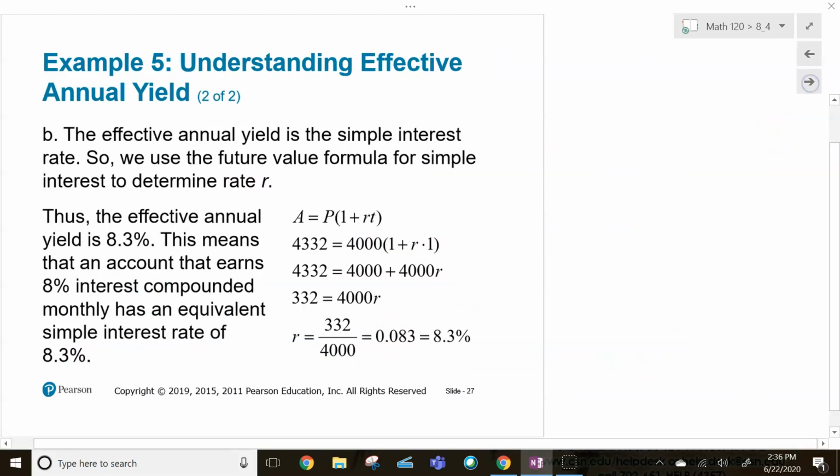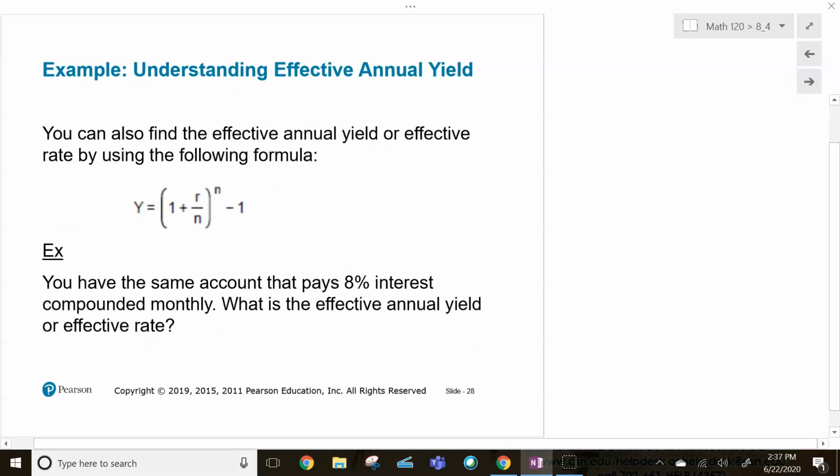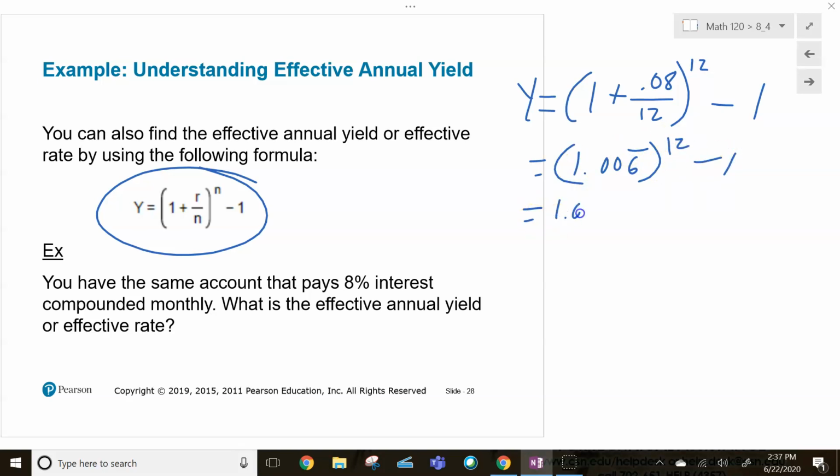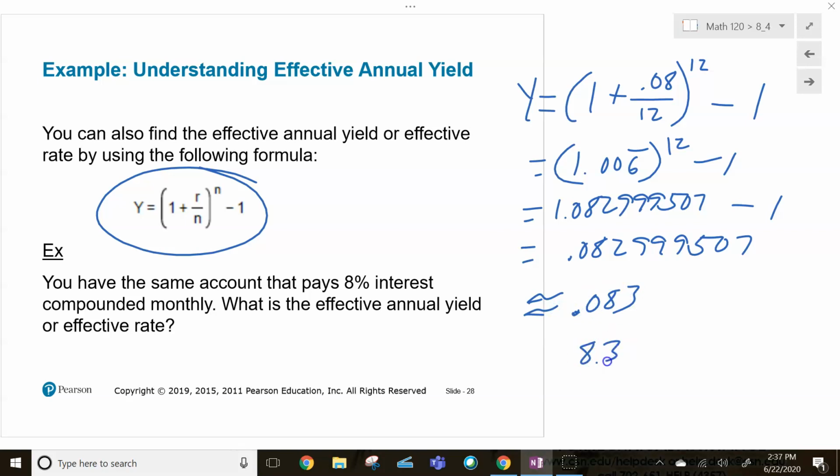And there's actually a formula for it. So here's the formula for the effective annual yield. Instead of going through all that, why don't we just plug it in? 1 plus 0.08 over 12, since it's compounded monthly, to the 12. This 0.08 divided by 12 is 0.006 repeated. So 1.006, again, the 6 is repeated. And this is 1.08299950. Subtract the 1, and you get 0.08299. Make sure you don't round until the very, very end. So it's about 0.083 or 8.3%. That's the effective annual yield. So you can just use that formula if you'd like to.